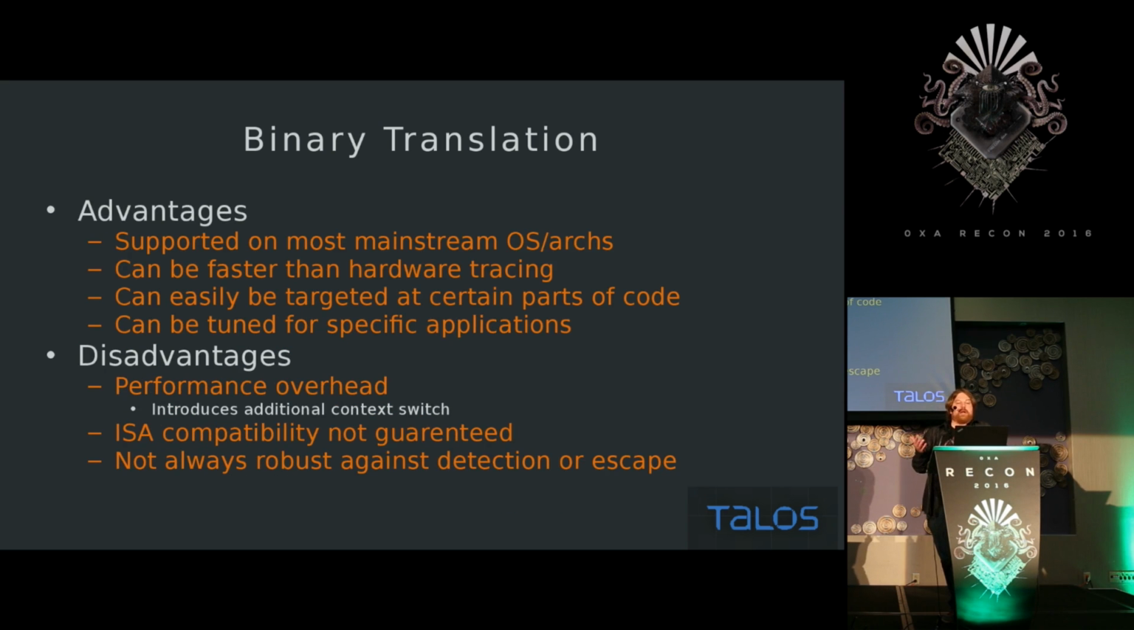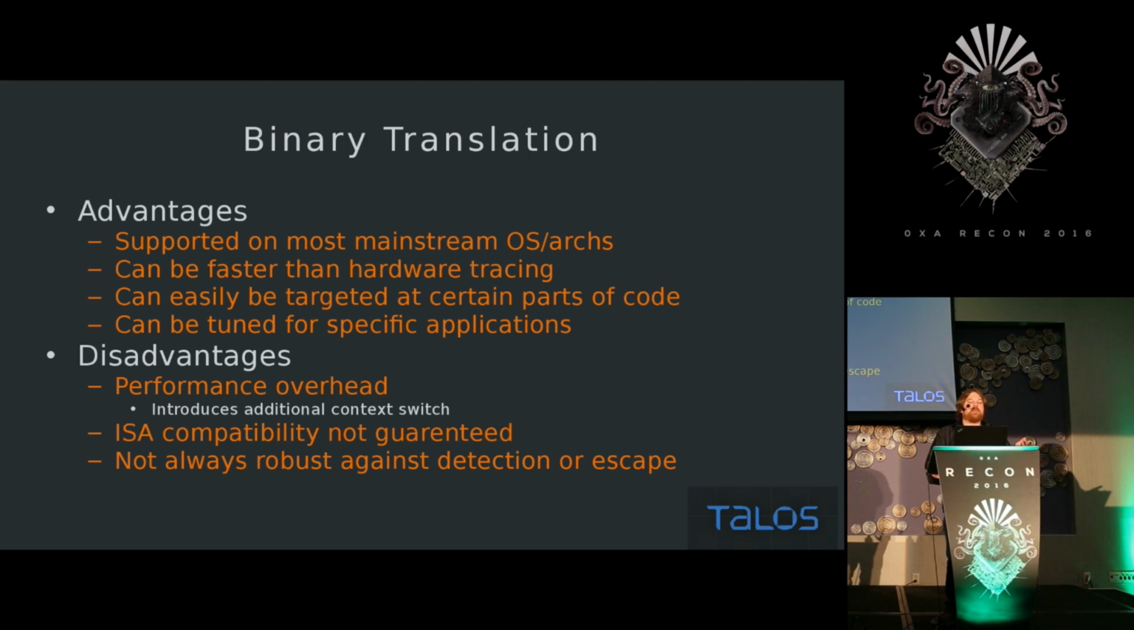The advantages of binary translation is that it tends to be supported on most mainstream OSs. You could pick Pin or DynamoRIO or Frida and run them on Windows, Linux, OS X, maybe some BSDs. And they're faster than the traditional hardware tracing mechanisms, because until recently, the cost of adding special functionality into a processor seemed to exceed the need for doing good diagnostics. So a lot of the tracing engines that were available were slow or clunky and not really efficient enough for doing online testing like we want to do.